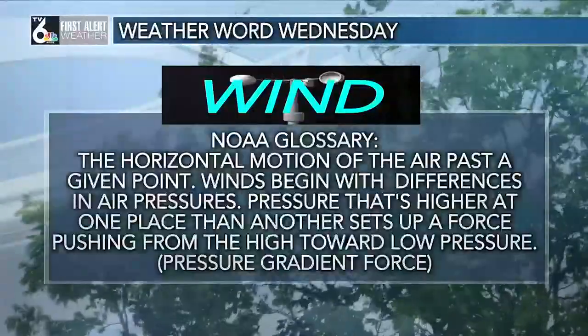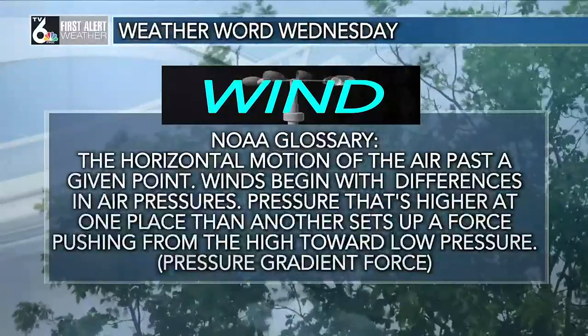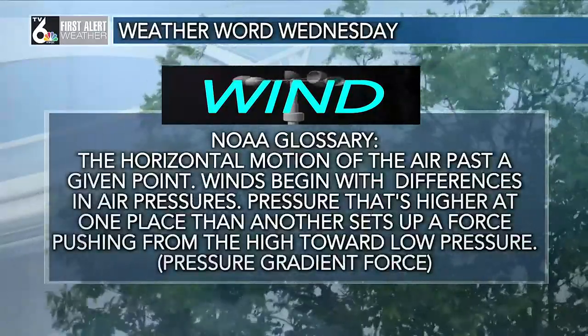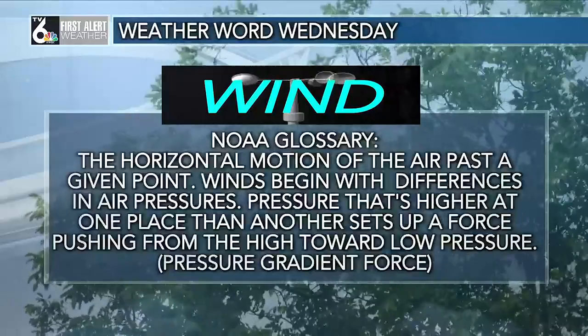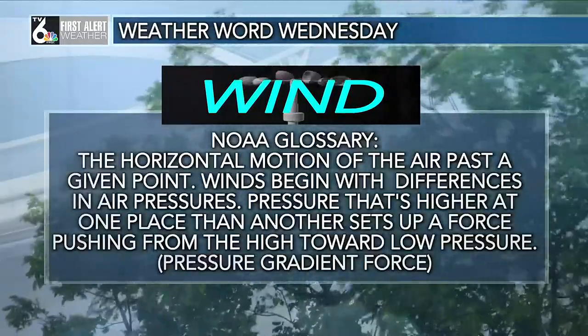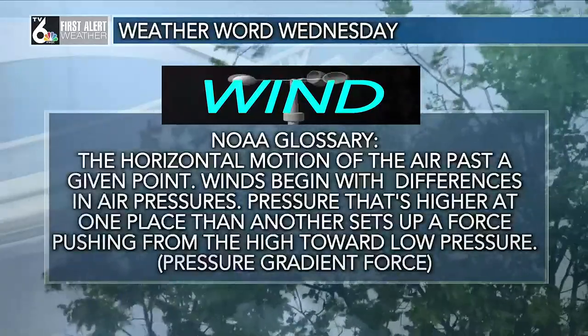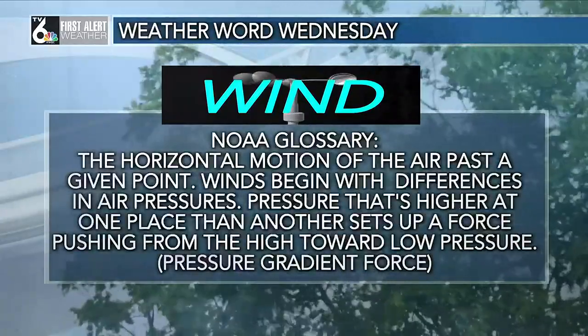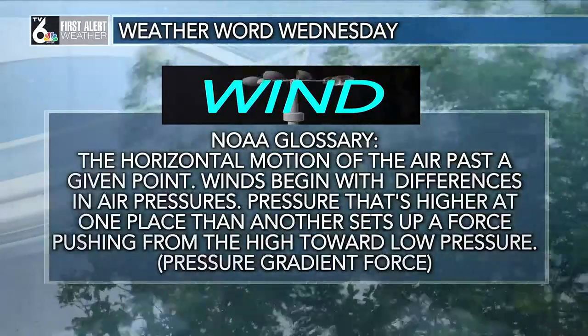Now, first we want to look at the NOAA glossary. Wind is the horizontal motion of the air past a given point. Winds begin with differences in air pressures. Pressure that's higher at one place than another sets up a force, pushing from the high pressure toward the low pressure. And this is known as the pressure gradient force, which is how we get the wind.